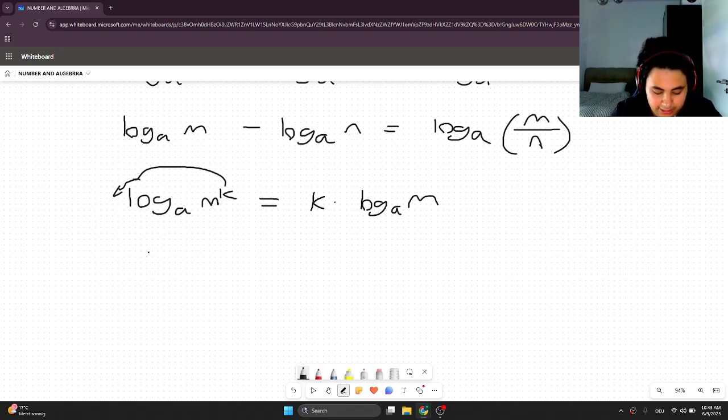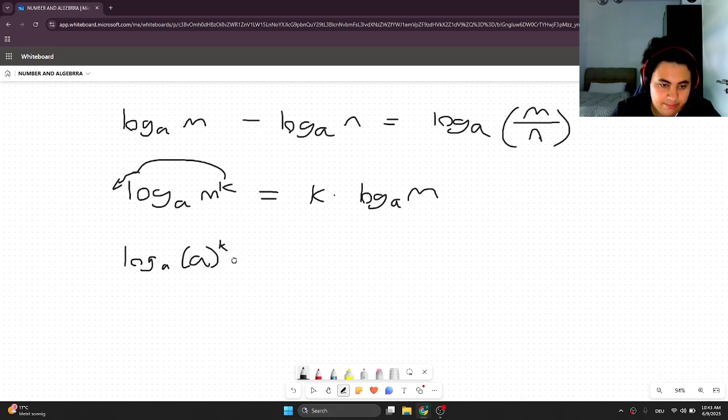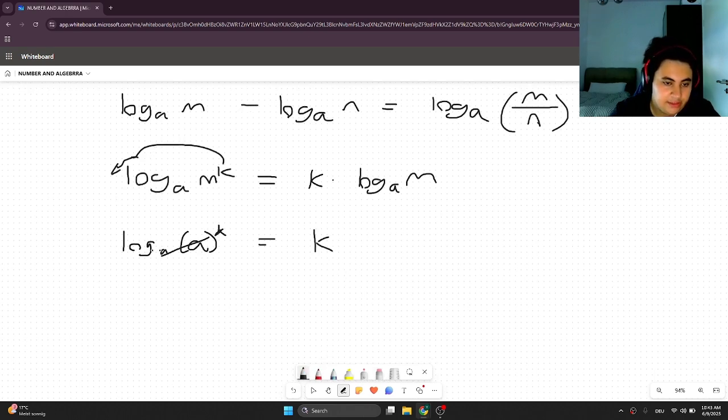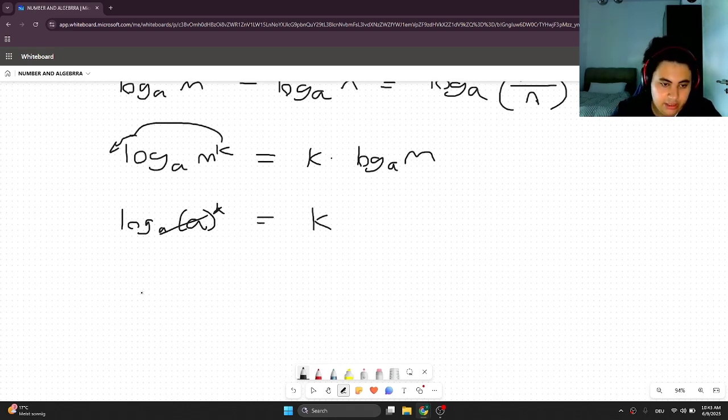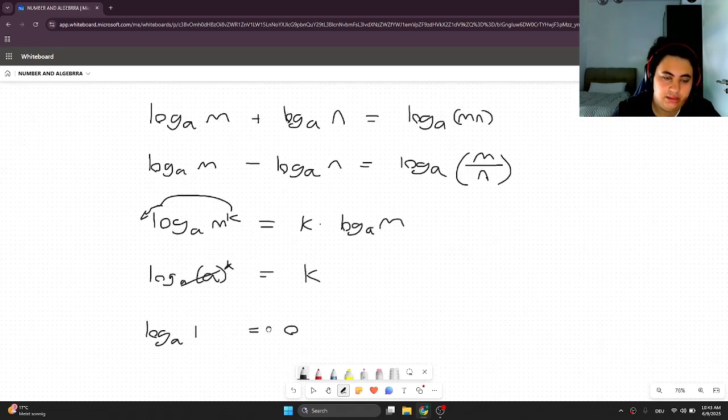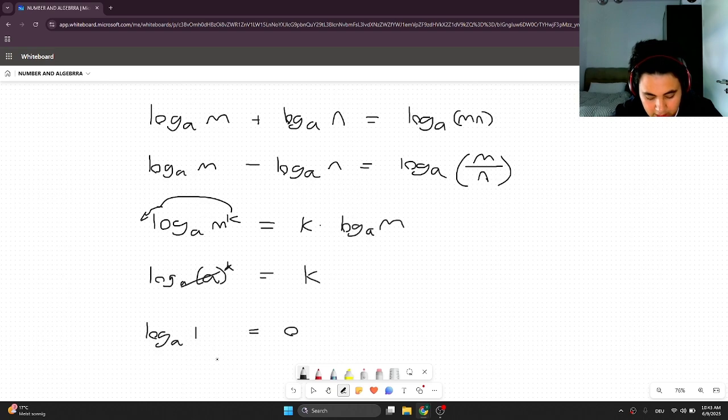Then you have the inverse logarithmic property. So if you have log base a of a to the power of k, for example, then of course the base a and the a here will cancel out, and this is just going to equal k, because the log is just going to be canceled out. You're just going to have k in the end. And finally, the zero rule, log base a of 1 is equal to 0. Okay, so those are the logarithm rules or laws of logarithms.